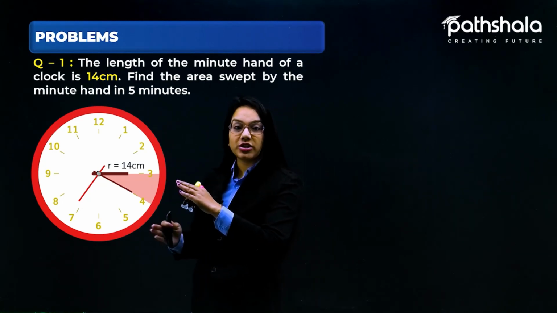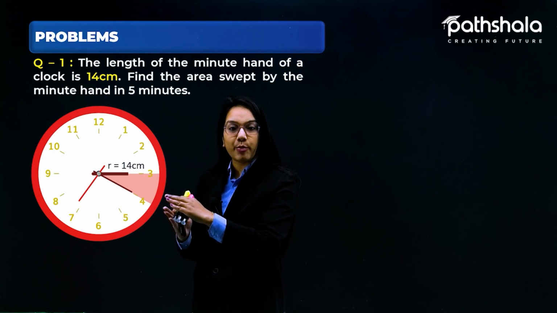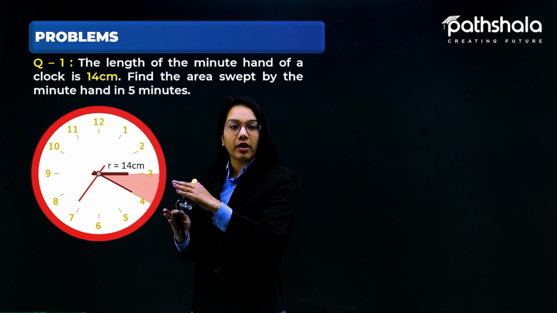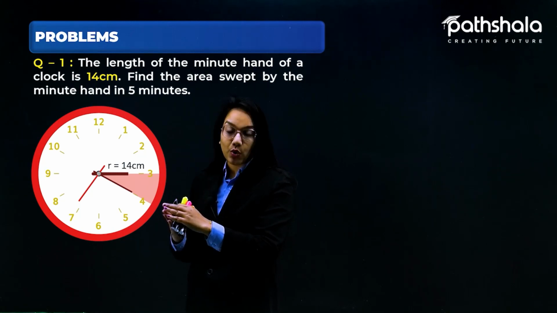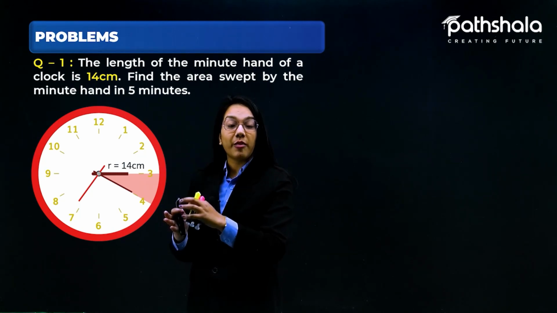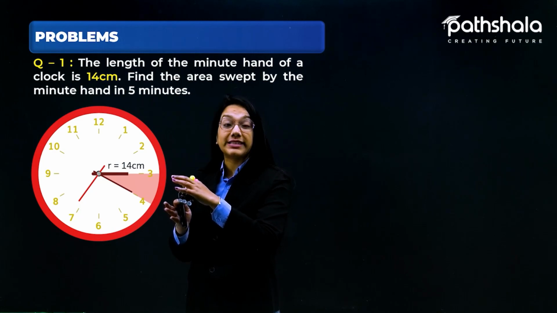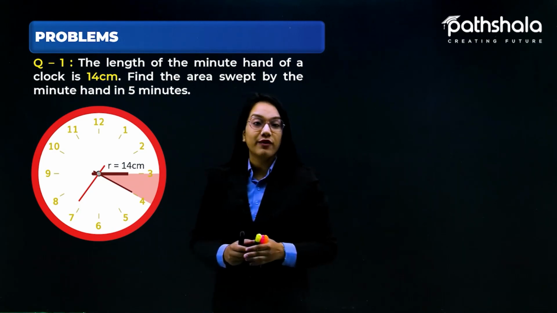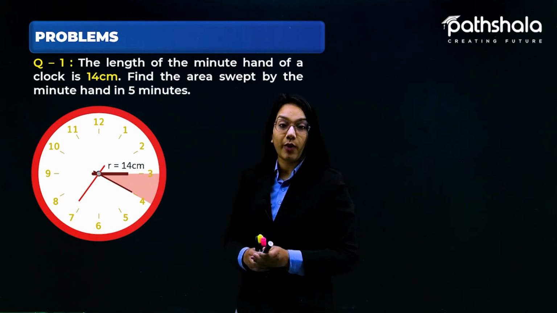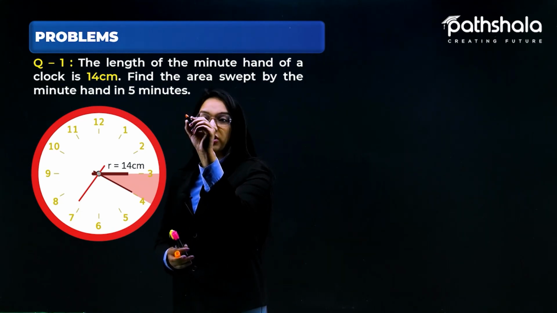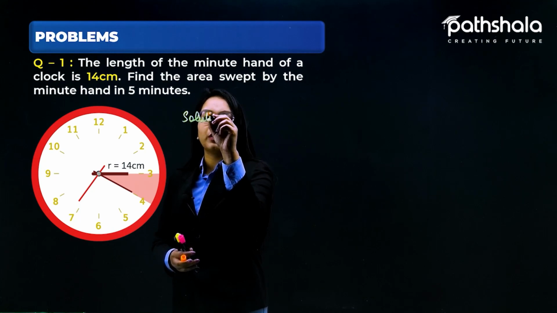So it means that we just have to find the area of the shaded portion only, because we are talking about the area which is swept by this minute hand in just 5 minutes. So we are talking about finding the area of this particular sector. So let's find the area of this sector. So let us suppose I'm starting the solution of this question.